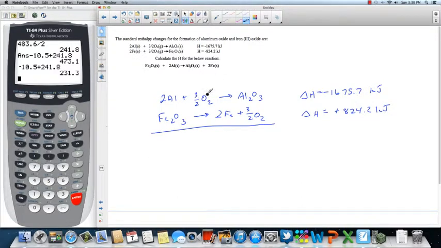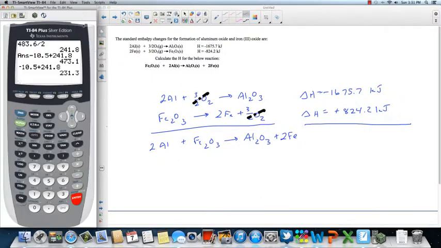When we add these 2 reactions up, we can do this by inspection. The 3/2 O2 are going to cancel out, which is nice, and we're left with 2Al plus Fe2O3 yields Al2O3 plus 2Fe. Come up here, and we can see that's the form, Fe2O3 plus 2Al. These are written in reverse, but that doesn't matter. Yields Al2O3 plus 2Fe.